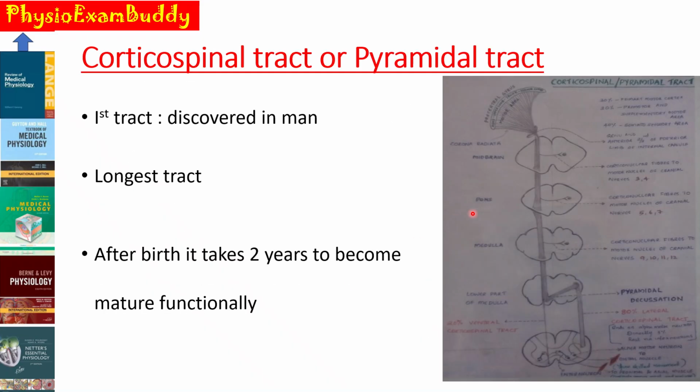So now we are going to start about the corticospinal tract or the pyramidal tract. And this is the first tract which is discovered in man, and it is one of the longest tracts. And one of the peculiarities of the corticospinal tract or the pyramidal tract is that it takes 2 years after birth to become functionally mature. That is, only by the age of 2 this tract becomes functional.